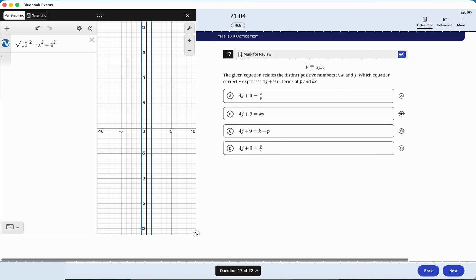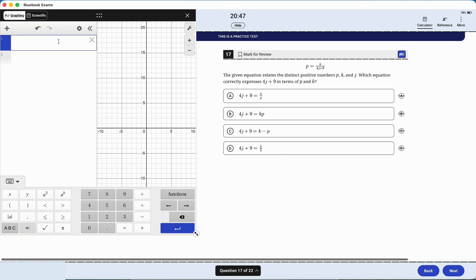Next one here, they give us this equation with these different letters, and they just want us to solve it for 4j plus 9, right? You can see that in the answer choices. This is a very common question. They give you things like this and you got to rearrange it. There is a way you can do it in Desmos. I'll show you that as well. But this is actually not too bad to do algebraically, but I'll show you how you can do it in Desmos in case you don't feel comfortable doing it algebraically.